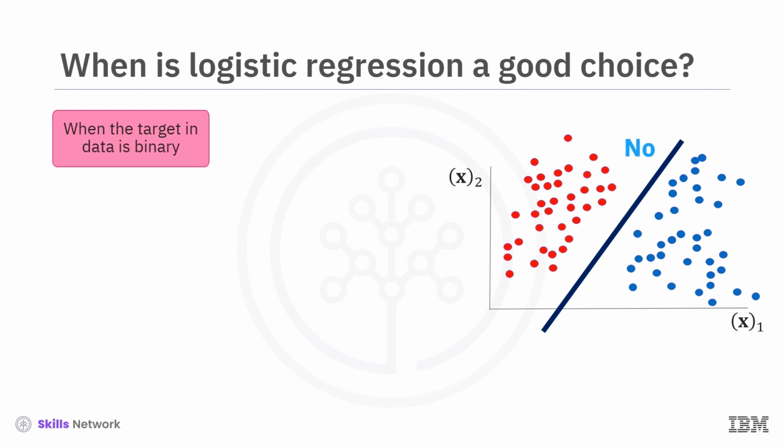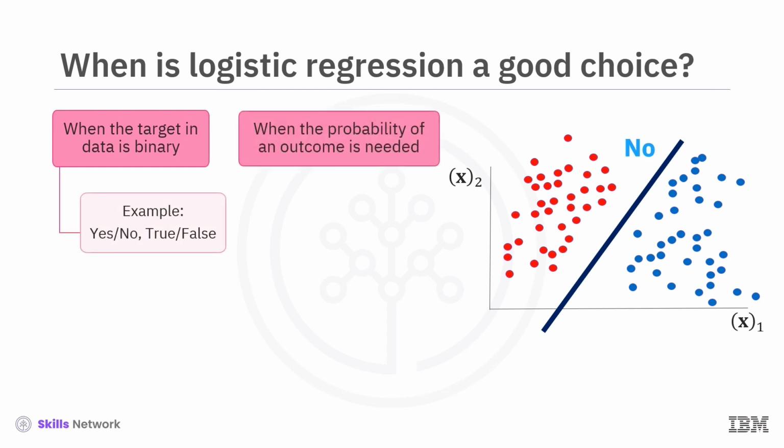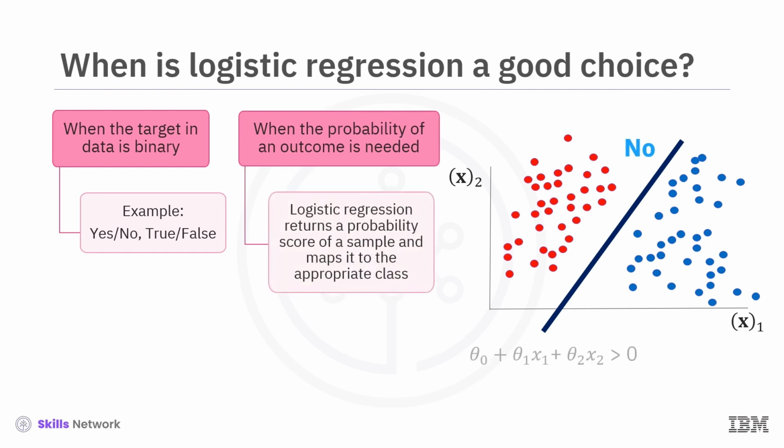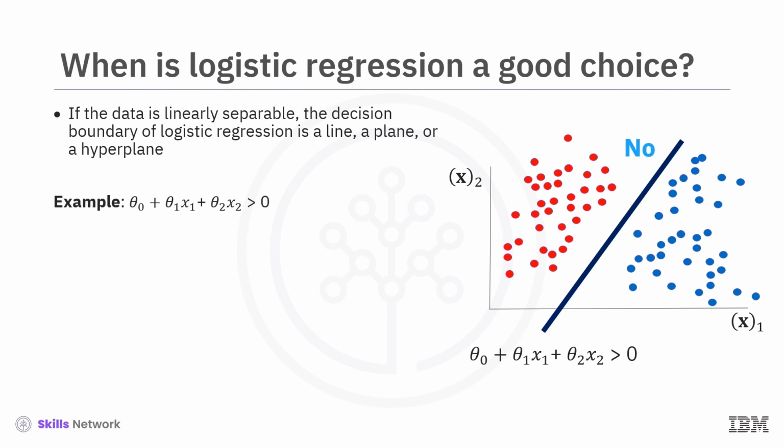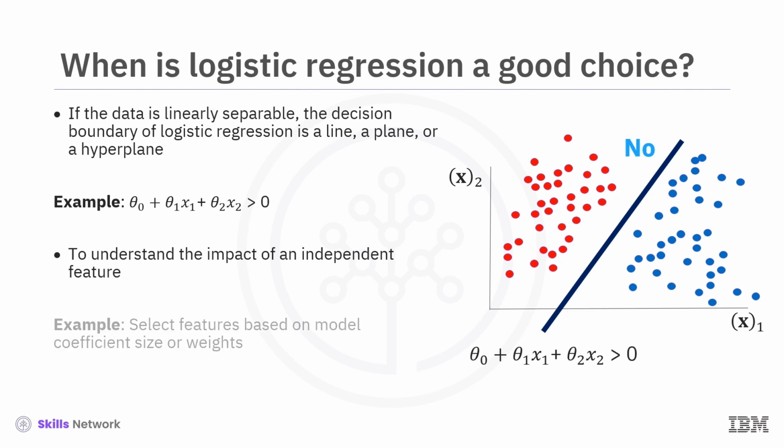Let's understand when logistic regression is a good choice. First, when the target in your data is binary, indicated as 0 or 1. Second, when you need the probability of an outcome, like the probability of a customer buying a product. If the data is linearly separable, the decision boundary of logistic regression is a line, a plane, or a hyperplane. Example, theta 0 plus theta 1 x 1 plus theta 2 x 2 is greater than 0. Third, when you want to understand the impact of an independent feature, it allows you to select the best features based on the size of their model coefficients or weights.